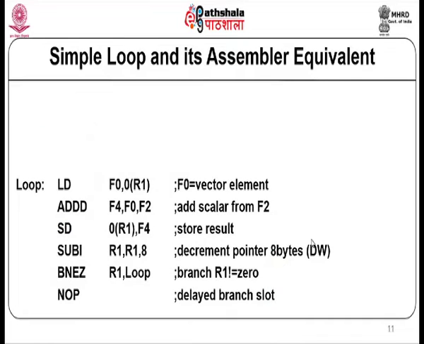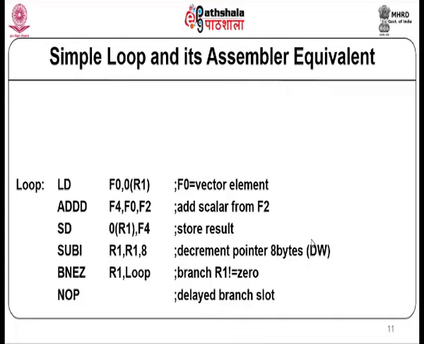Now, look at a simple loop here and its assembler equivalent. It is the same loop that we did earlier, where x of I is x of I plus y of I. You load data from 0(R1); the first element is loaded into register F0. You add some constant to it, so F0 and F2 get added up and you put the result in register F4, and the contents of F4 are stored back into the 0(R1) memory location.